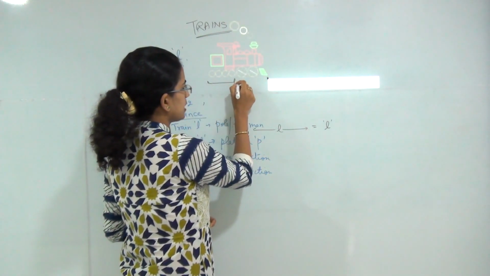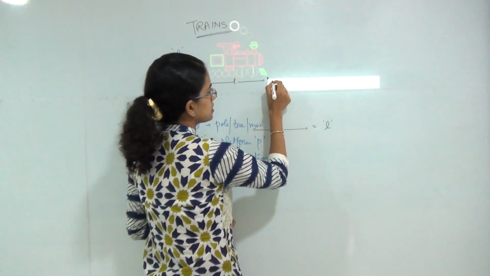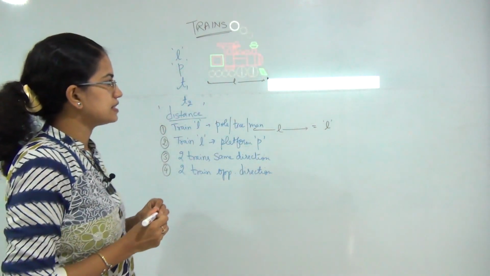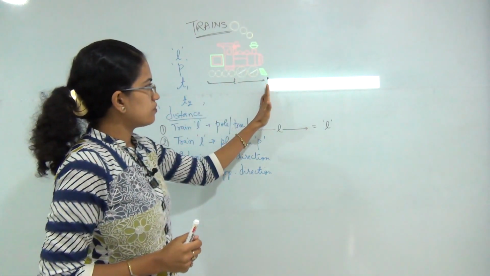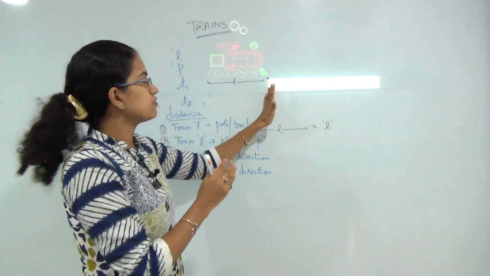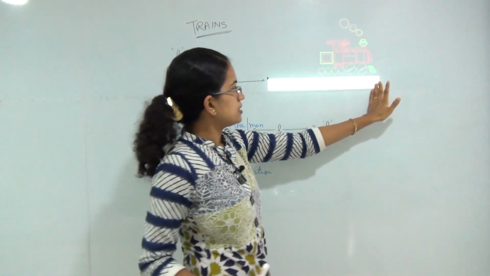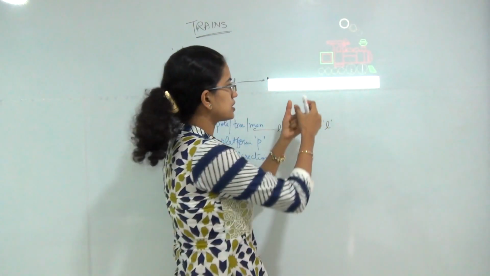So that's the length L of the train. This is the length of the platform, that's P. Now what happens is, the engine of the train is just at the starting of the platform. Now as you can see, the train has reached the end of the platform, so it has covered the whole of the platform.